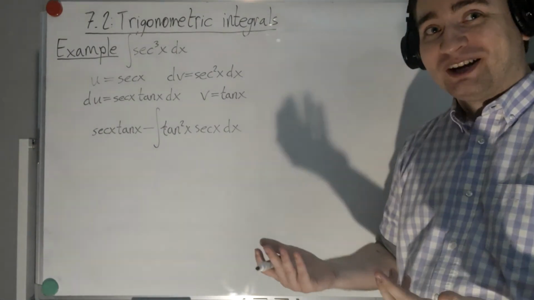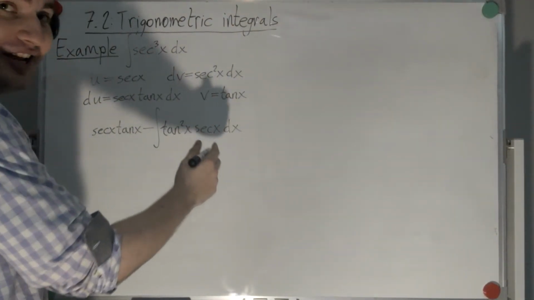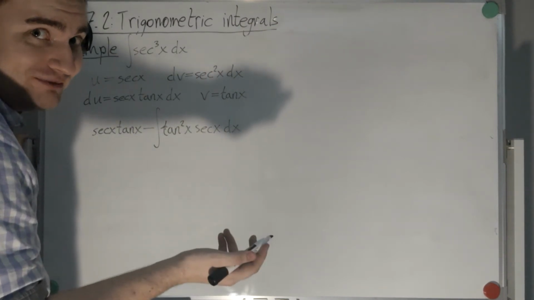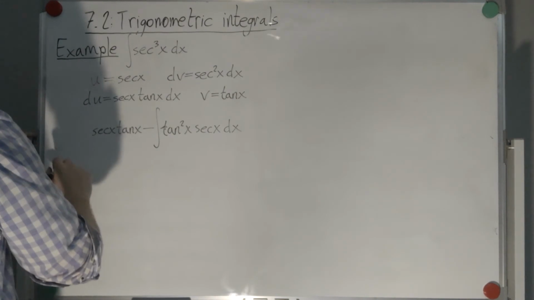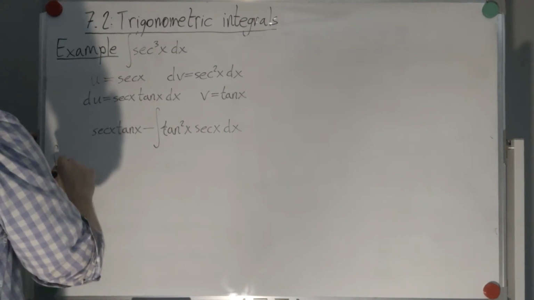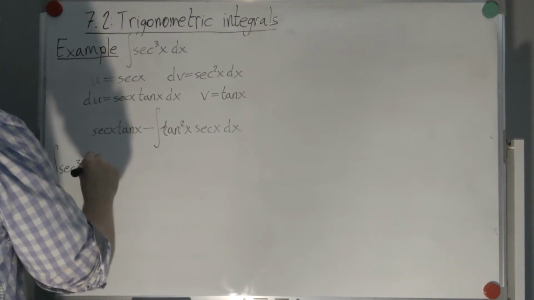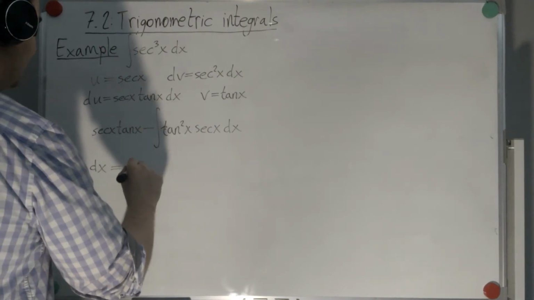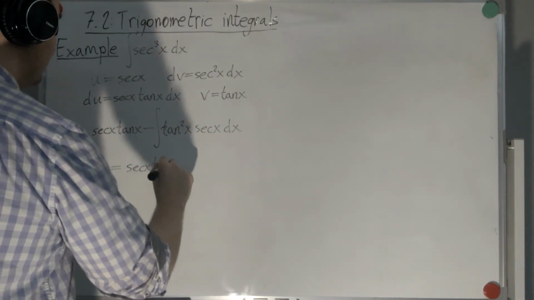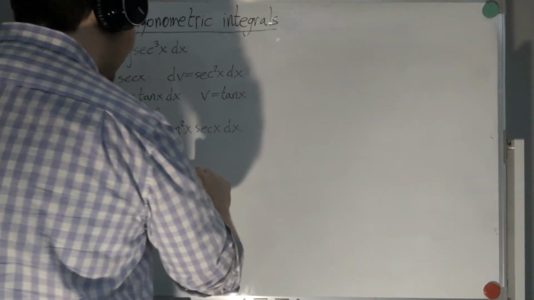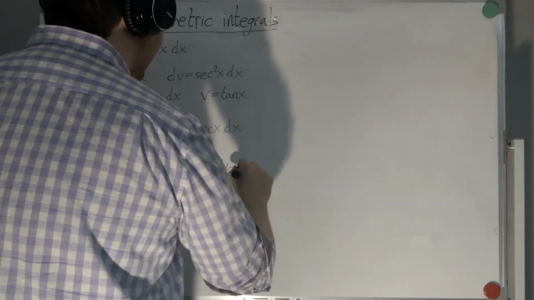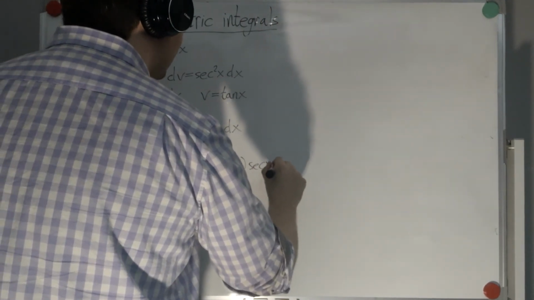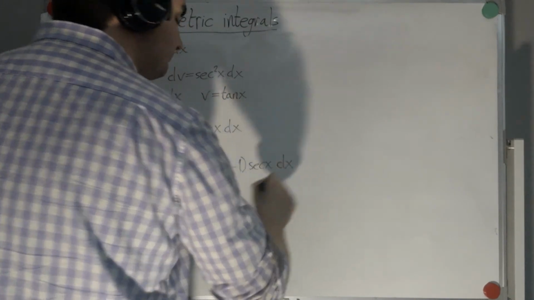Well, here's something we can do. We can say tangent squared is the same as secant squared minus 1. We can say that the integral of secant cubed x dx is going to be equal to secant x tangent x minus the integral of secant squared x minus 1 times secant x dx.